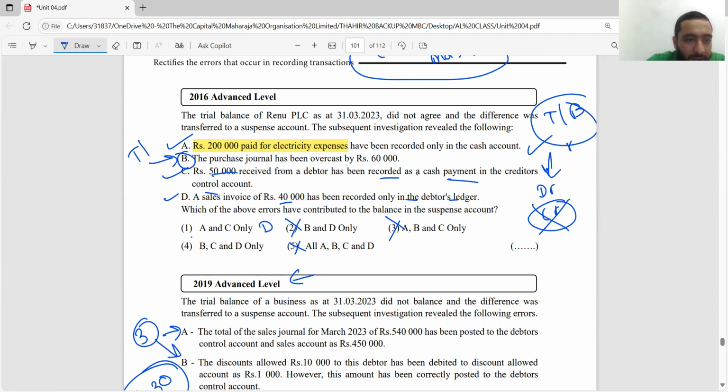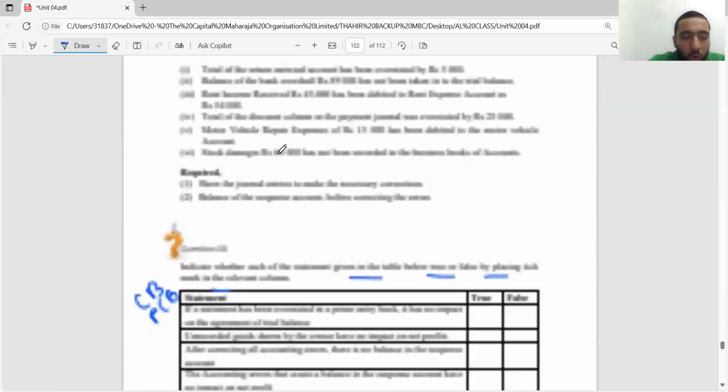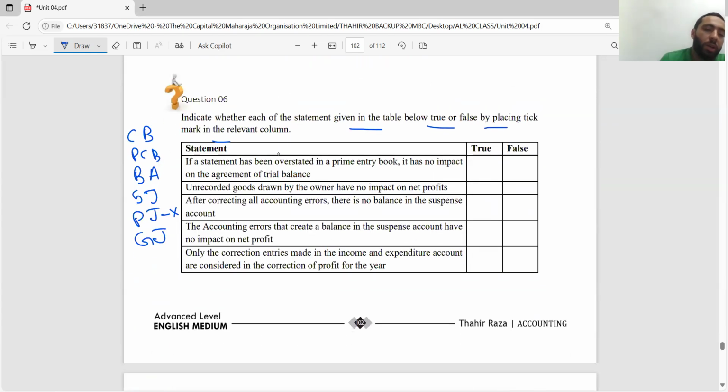Why? The trial balance is tallying. Both sides are increased by 60,000, even the purchases and the debtors. So here also the same. If the purchases and debtors are increasing, it has no impact on the agreement of the trial balance. Agreement means that it tallies. So it is true. Is everything okay?